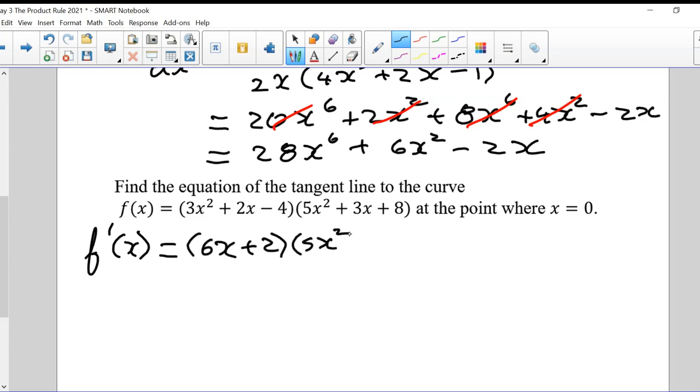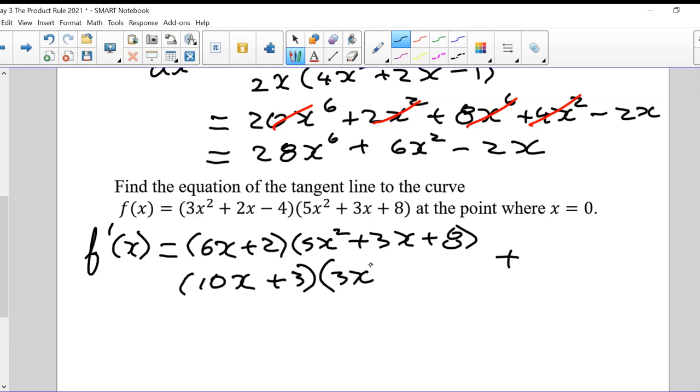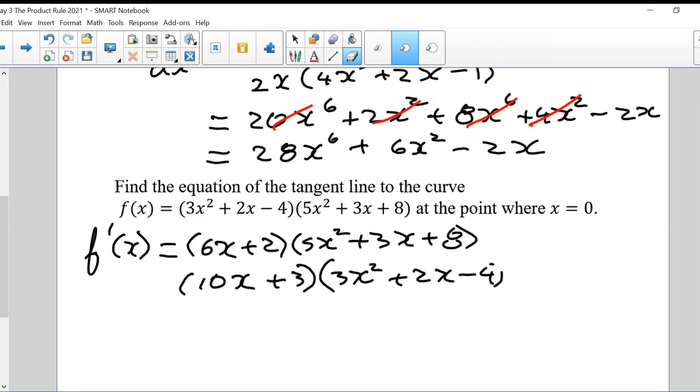So that would be 5x squared plus 3x plus 8, plus, I'm going to do the other way around now. I'm going to derive the second function, which would be 10x plus 3, times the underived first function, 3x squared plus 2x minus 4. This is supposed to be a plus here. Let me just move that up a little bit. So that's the sum that we would use to represent the derivative of this function.